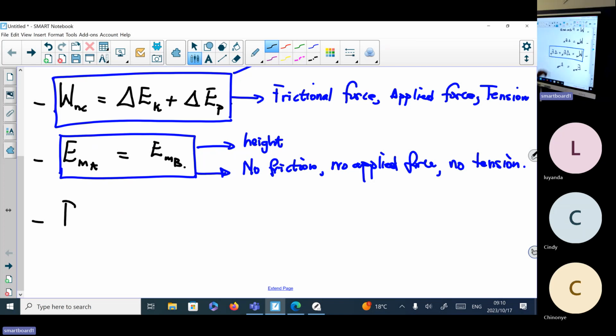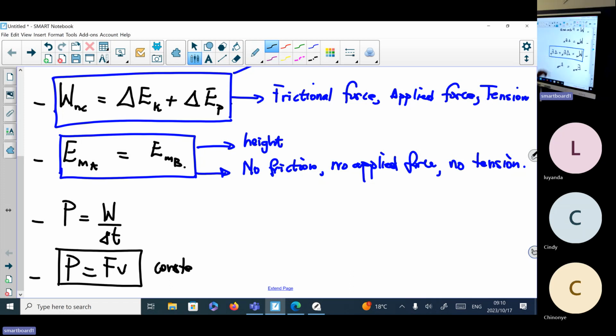Then we spoke about average power. We said power is the rate at which work is done, W over delta T. That is the first formula we get. Last but not least, we look at the formula: power is equal to the applied force multiplied by the constant velocity. We said with this one, an object must be moving at a constant velocity.